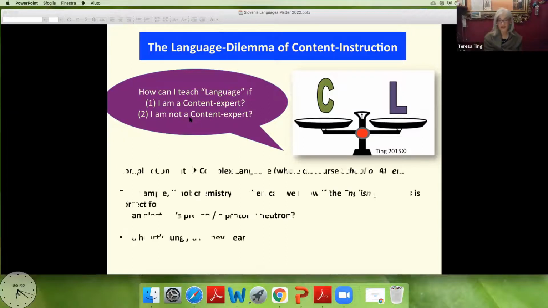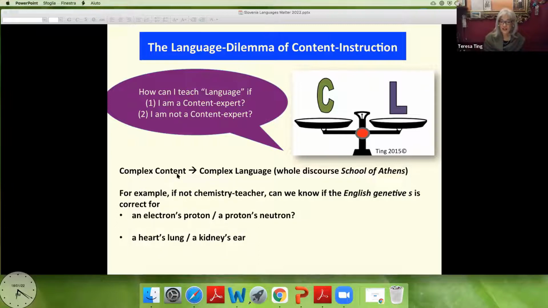To make this point, let's look at this. Complex content requires complex language. Whole discourse, the School of Athens, the whole discourse. For example, if you're not a chemistry teacher and I ask you, how can we know if English genitive S is correct for an electron's proton or proton's neutron? Which one is correct, English teacher, for genitive S? Now, if you're a chemistry teacher, none of this is correct, because it's like saying, which one's correct, a heart's lung or a kidney's ear?